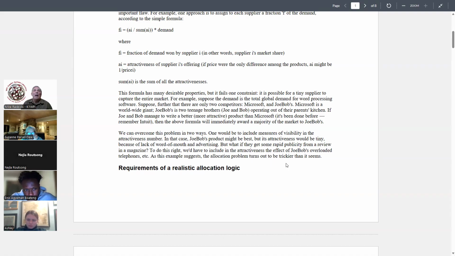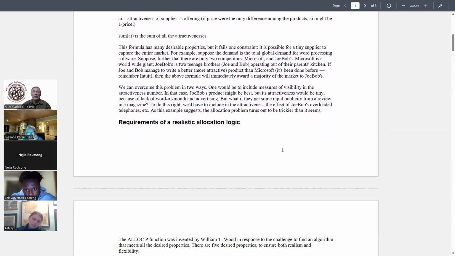We can overcome this problem in two ways. One would be to include measures of visibility in the attractiveness number. In that case, Joe Bob's product might be best, but its attractiveness would be tiny because of lack of word of mouth and advertising. So that's the Bass model we're going to get to next time. But what if they get some stupid publicity from a review in a magazine? To do this right, we'd have to include the effect of Joe Bob's overloaded telephones, etc. As this example suggests, the allocation problem turns out to be trickier than it seems.